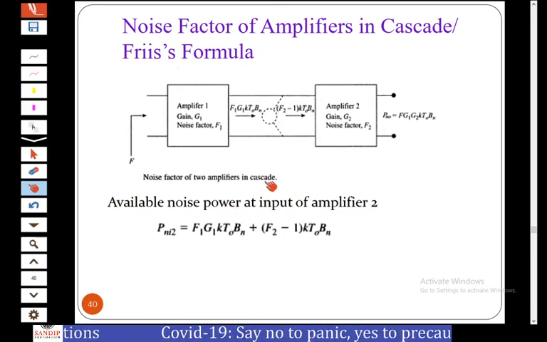Similarly, we need to get the output of amplifier 2. Here the available noise power at the input of amplifier 2 is Pni2 equal to F1 G1 K T0 Bn plus, in bracket, F2 minus 1 K T0 Bn. This is the input to amplifier 2. Now we need to calculate the overall output of the system.